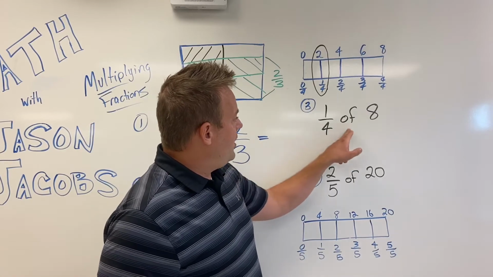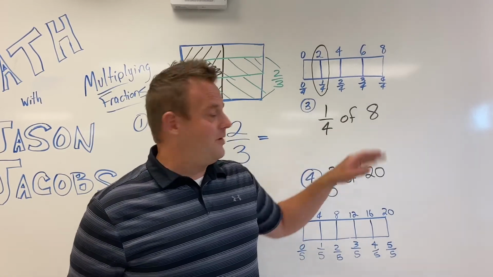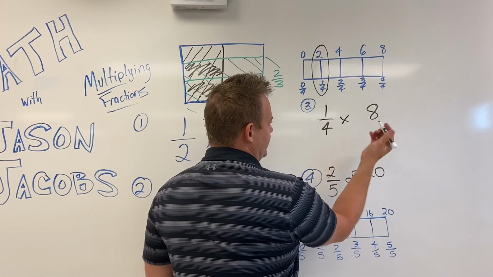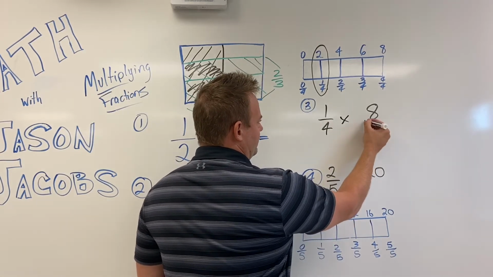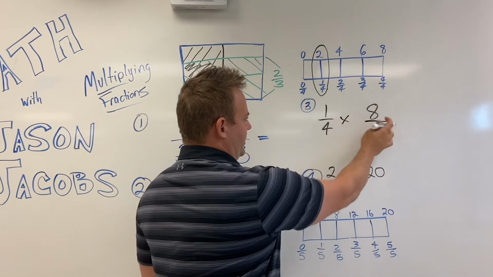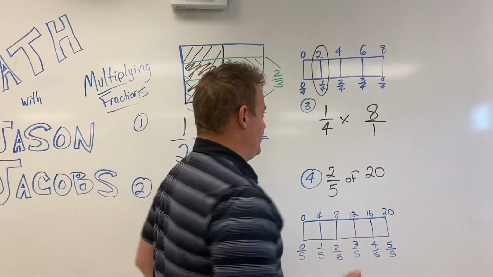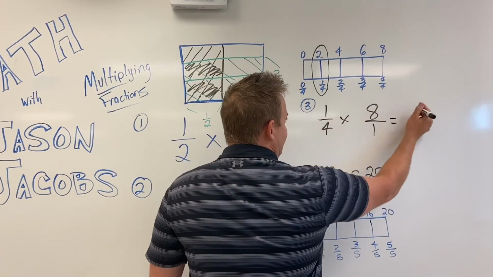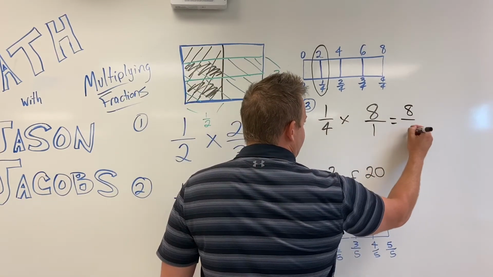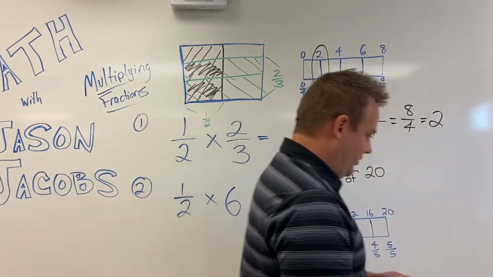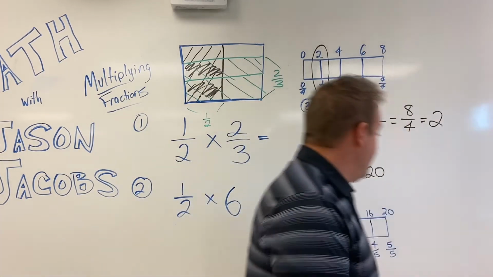So 1/4 of 8. When we see the word of, I want you to think of multiplying. So I'm just going to erase that and put 1/4 times 8. And the way I learned it when I was in school was we put a 1 underneath the whole number. And this is actually the same way I do it now. And you do 1 times 8 is 8, and 4 times 1 is 4, and then you get 2. Hey, I'll show you that here, then I'll show you how to cross cancel.